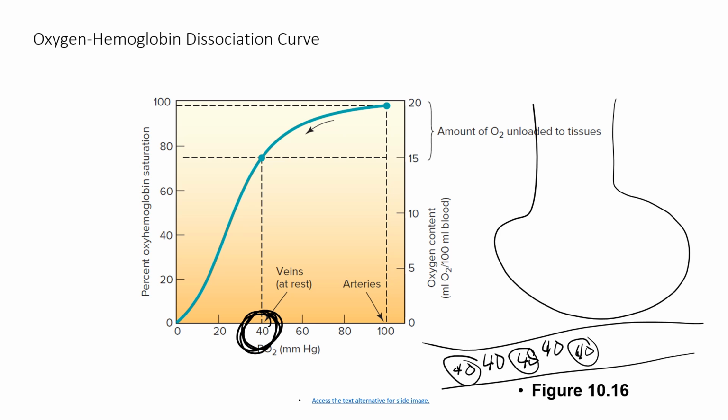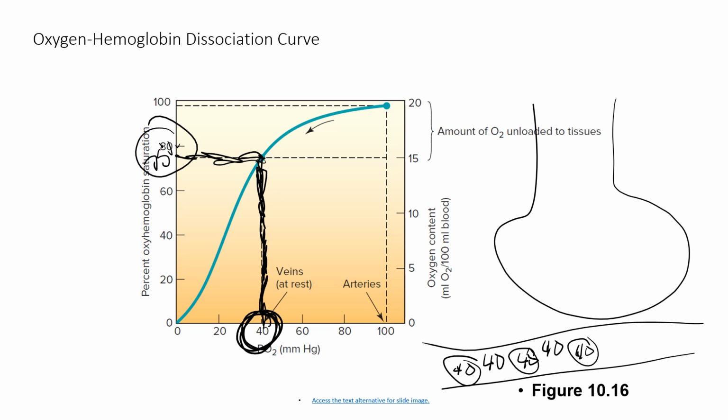Okay, now let's look at the hemoglobin dissociation curve. We can go up, and what do we see? We see that hemoglobin is approximately 75% saturated with oxygen when the partial pressure of oxygen within the blood plasma, and thus the intracellular fluid of the red blood cells, is 40 millimeters of mercury.